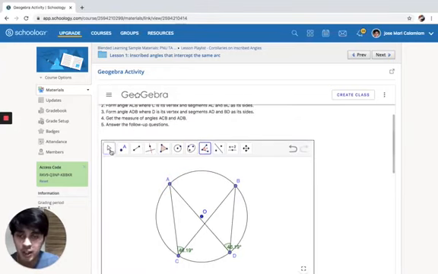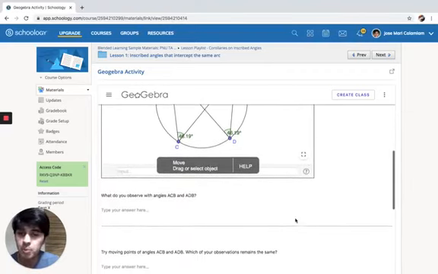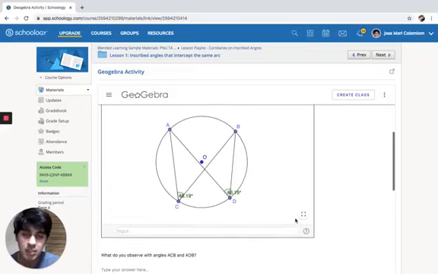Given that, now they're going to do the following task. Observe angles ACB and ADB. They will realize that these 2 inscribed angles intercept the same arc AB, and they have the same measurements.